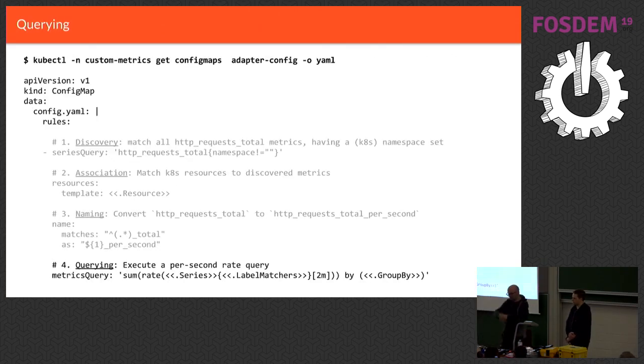Final thing, once you have everything in place, you found out about your metrics, you associated them with Kubernetes resource objects, and you converted your names, you actually want to specify the actual query. So in this case, we simply have a rate-based query which we execute against it with, again, some Go templating mechanism.